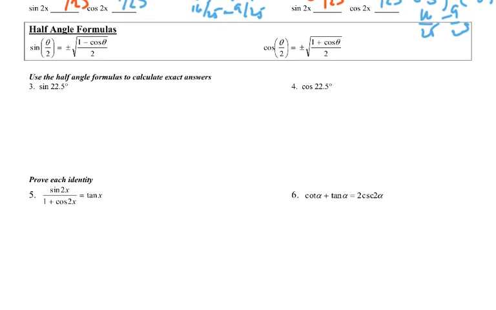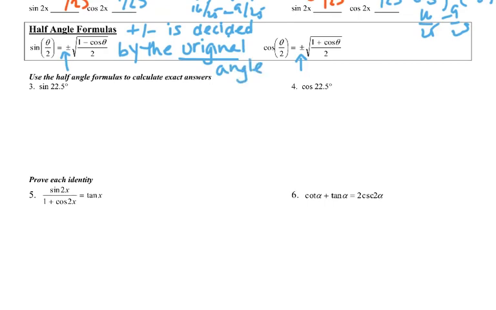Half angle formulas. And by this time, we're just like, oh, okay, whatever. Look at all these formulas. They look crazy. And the one thing you notice right off the bat is this plus or minus in each one. The main thing we want to know about that is plus or minus is decided by the original angle. So we look at what they're asking me for and what quadrant it's in, and that's going to tell me if it's a positive or a negative.